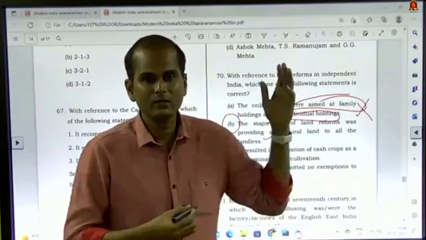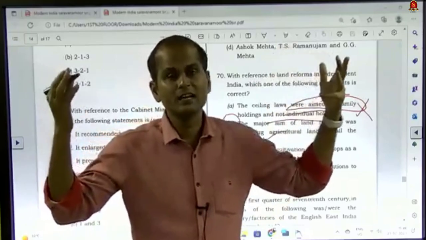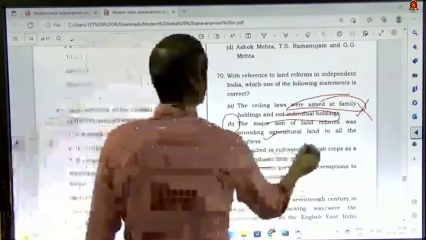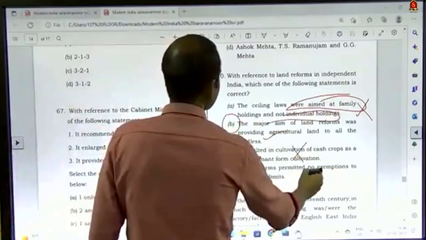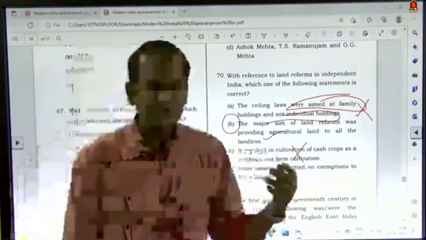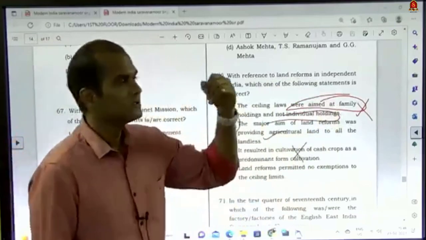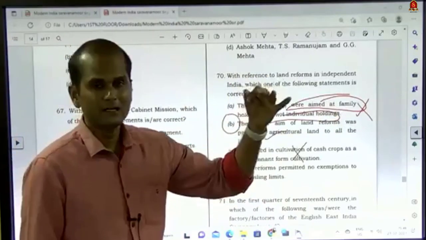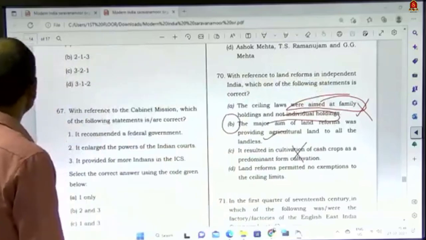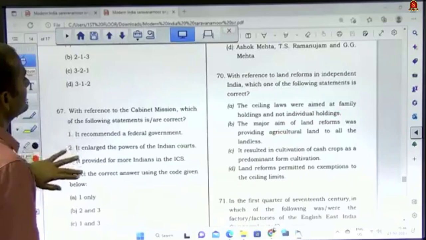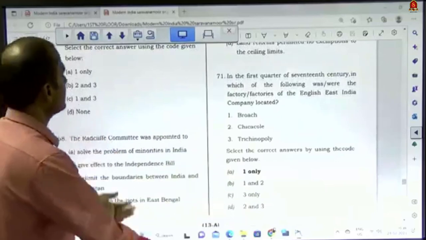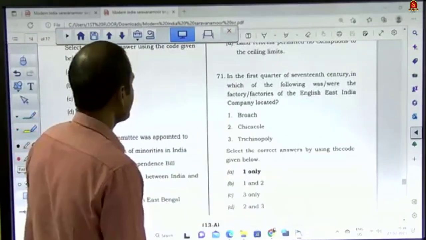For example, go to an estate, mountain, huge land. Then only you can go for cash crops. In small lands, cash crops are not at all viable. Got it? So this is wrong. Land reform permitted no exemption to land ceiling. No. These are all related to normal, some exceptions. If it is forest land, land in hills, barren land, land ceiling exemptions apply. Okay, so there is no hard and fast land ceiling for all. Some of the lands are allowed to be kept beyond the land ceiling limit.